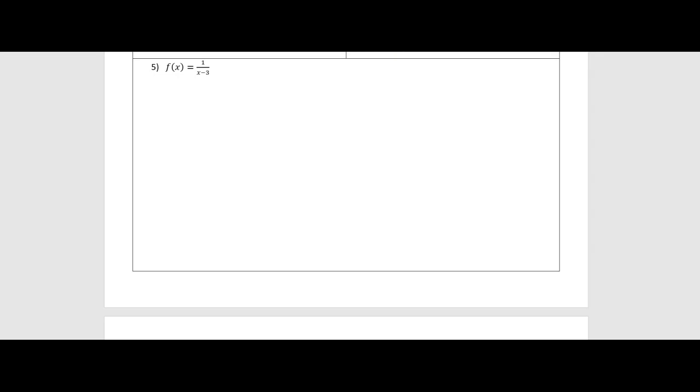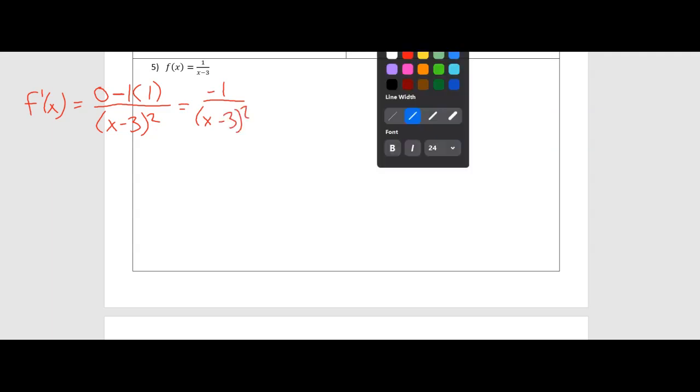Let's first find my first derivative. Got to use a quotient rule here. Derivative of my numerator is 0, so it doesn't matter what my denominator is, minus my numerator times the derivative of my denominator, which is 1, all over my denominator squared. So this is equal to negative 1 over the quantity x minus 3 squared.